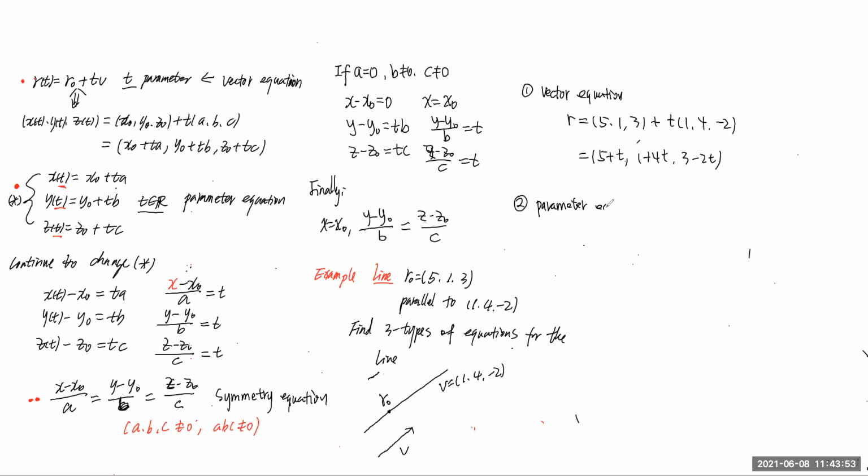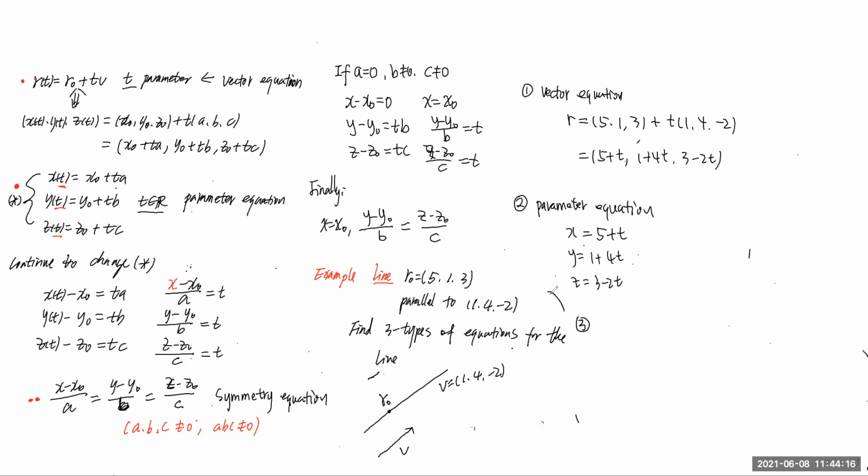Parameter equation. For the parameter equation, you can just memorize it or write it outside. x = 5 + t, y = 1 + 4t, z = 3 - 2t. So this is a parameter, okay?